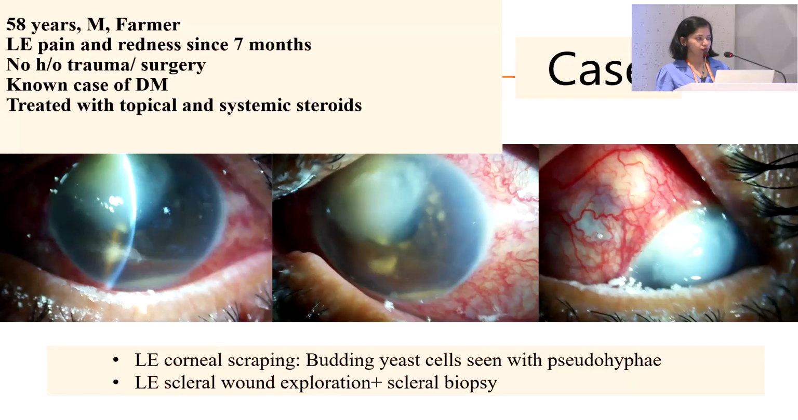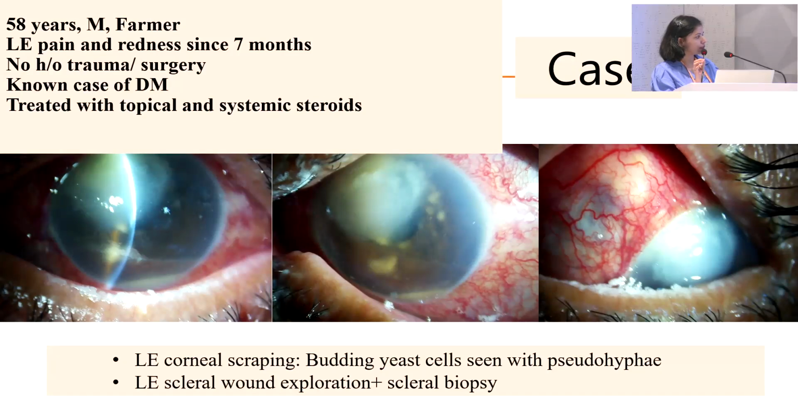So I'll be presenting two cases. The first case is a 58-year-old male farmer who complains of pain and redness since 7 months, and there was no history of trauma or surgery. He's a known case of diabetes, and he was diagnosed elsewhere as immune-mediated scleritis, and was treated with topical and systemic steroids. You can see in the pictures that there was a superonasal infiltrate around 5 by 5 millimeters, there were exudates upon the iris, and there was a streak hypopyon.